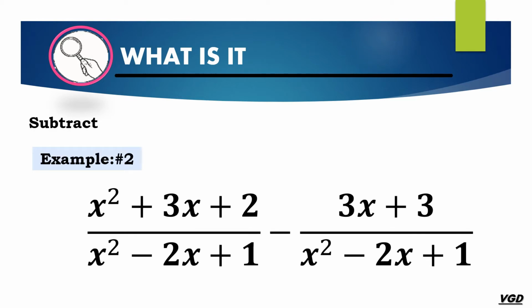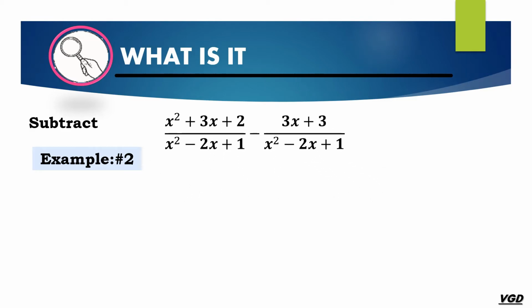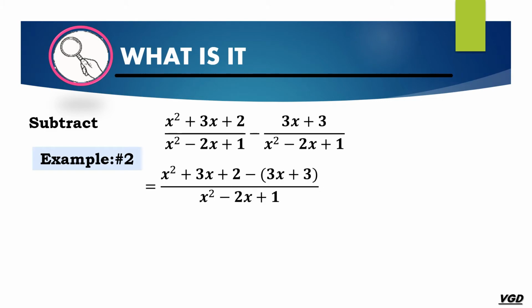Now let's have this second example. Subtract x squared plus 3x plus 2 over x squared minus 2x plus 1 minus 3x plus 3 over x squared minus 2x plus 1. So following the rule, we can also just write the numerator with this. It will become x squared plus 3x plus 2 minus the quantity of 3x plus 3 over, you just copy the common denominator, x squared minus 2x plus 1.